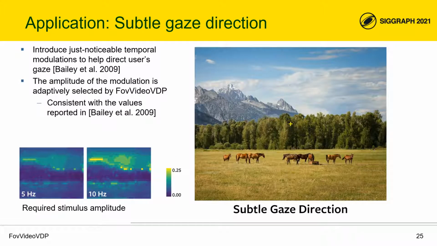The final application I would like to mention is the subtle gaze direction. Here we want to introduce a flicker in the image, which would attract our attention and direct our gaze, but would be subtle enough not to affect the quality of the content. Ideally, we would like to select an amplitude of the flicker in such a way that is just noticeable. And this is something that can be predicted by our metric.